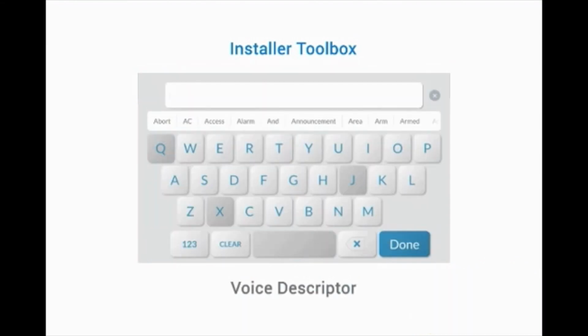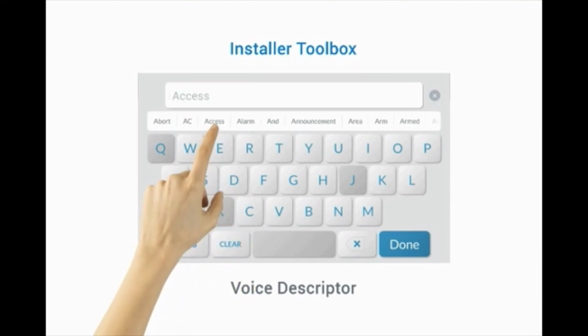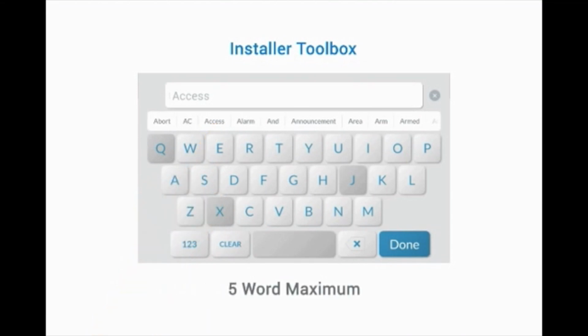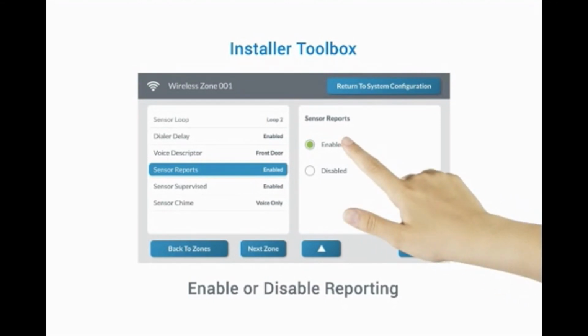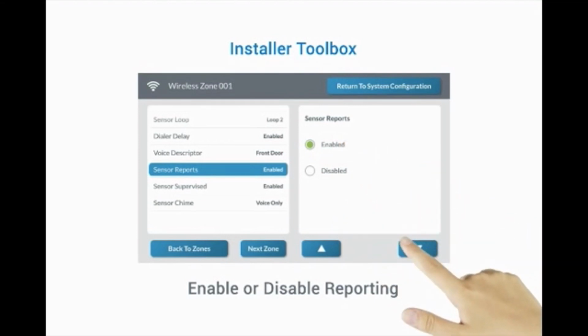To enter a voice descriptor, start typing the desired word, and a list of available options will appear. Select the preferred option. To enter additional words, repeat this process. Please note there is a maximum of 5 words. To enable or disable reporting for this sensor, select the appropriate option. Once the appropriate option is selected, press the down arrow or select another option on the left.